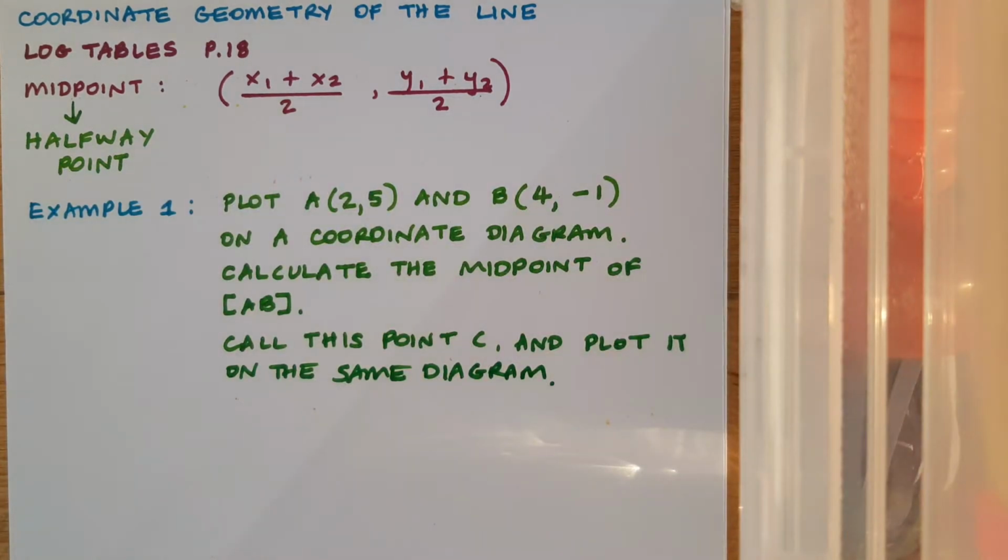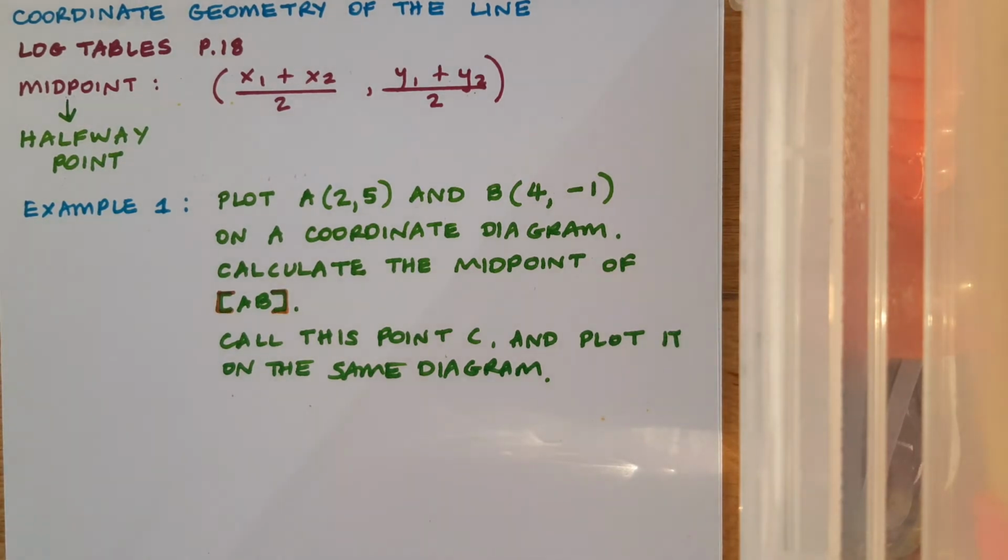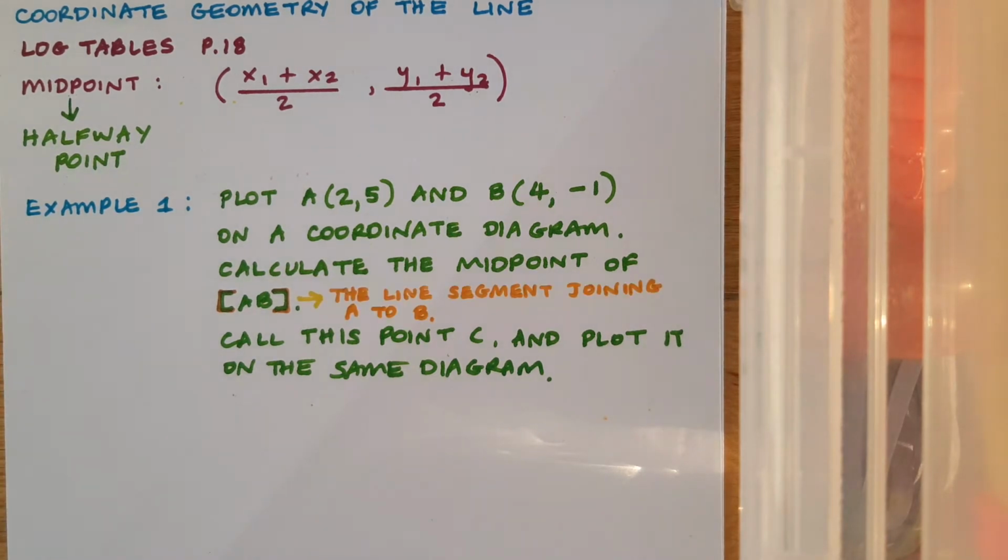So here's our example. We want to plot 2 points A and B on a coordinate diagram. We want to calculate the midpoint of AB, and we want to call this point C and plot it on the same diagram. Remember that plot just means to draw the point onto the diagram. And let's make a little note here about notation as well. You'll see here that A and B have square brackets around them. This is just how we write the name of the line segment that joins A to B.